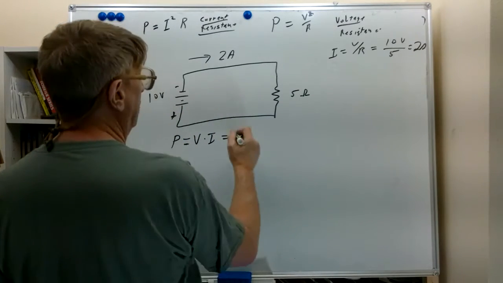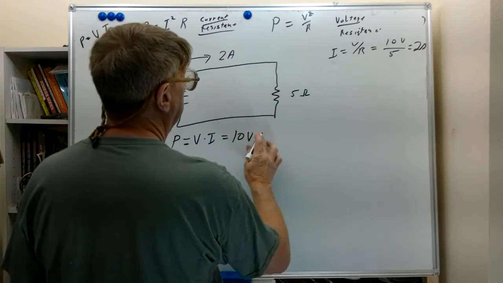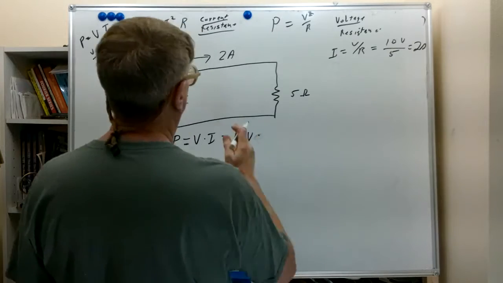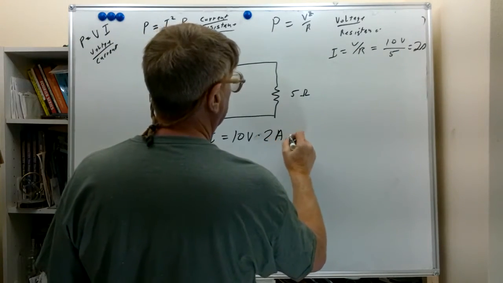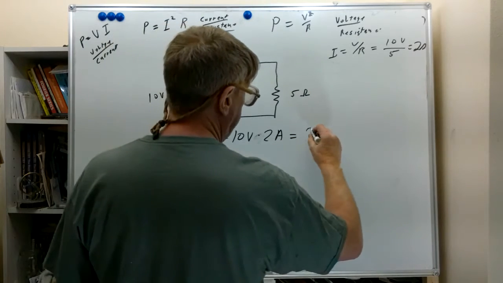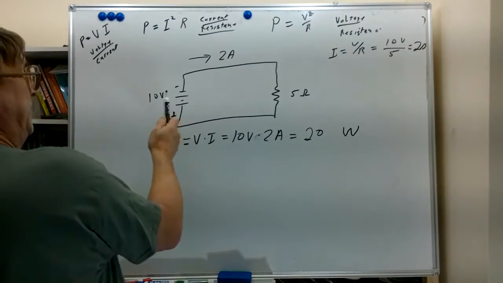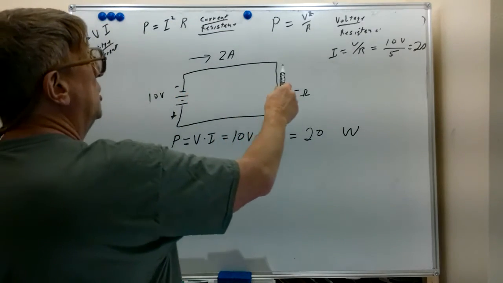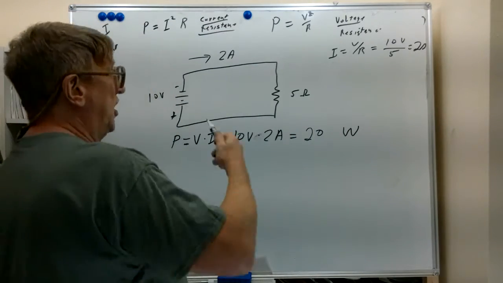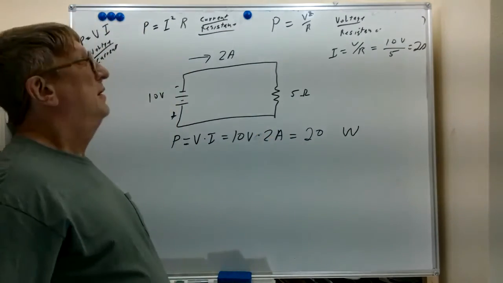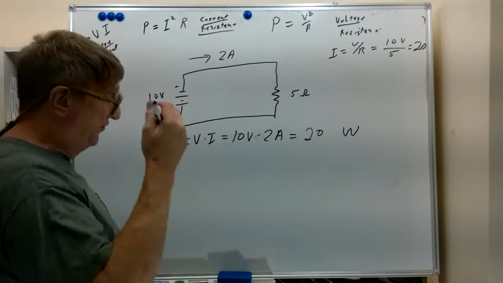So we're going to use 10 volts from our circuit, and we're going to multiply that times the 2 amps that we just calculated. And 2 times 10 is 20 watts. So this battery is supplying 20 watts of power, which is being converted to heat by this resistor, causing the resistor to warm up and causing the heat to eventually enter the atmosphere.